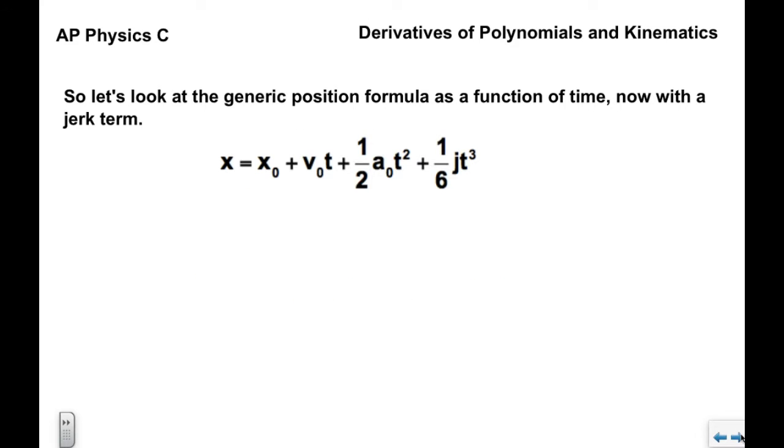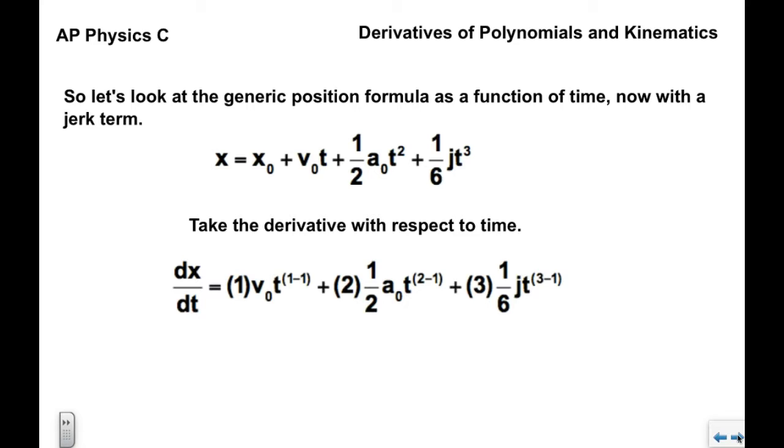Now, what we want to do is look at the generic position formula. You'll recognize a couple of elements here. The new issue here is the jerk term, the 1/6 j t cubed. We'll get into that in a little more detail later on. For now, what we want to do is take the derivative with respect to time.